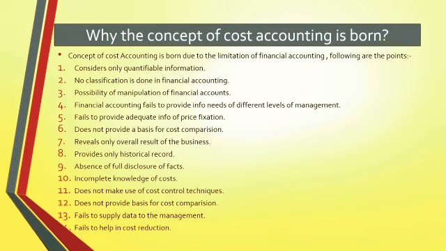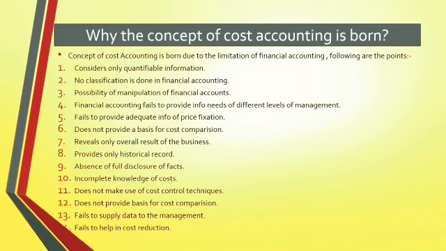This line is connected to point number 2. It is said that it reveals only the overall result of the business, which means it only reveals the profit or loss of a business, but doesn't reveal why the profit or loss has been made.